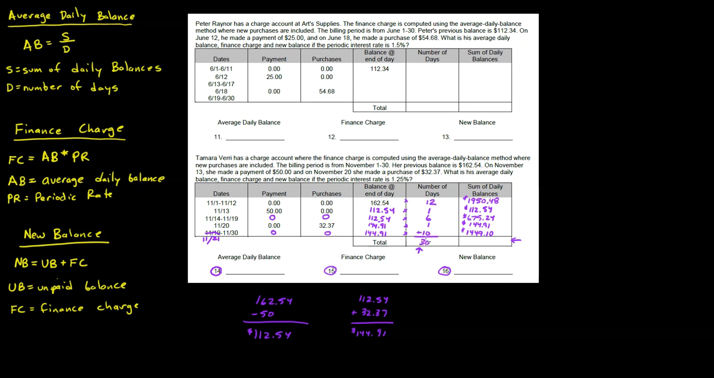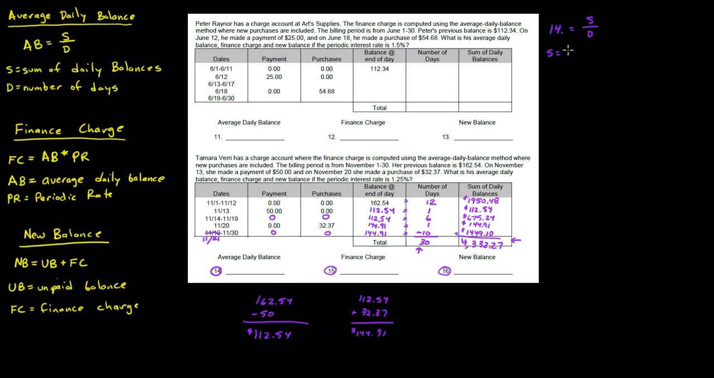So now what I'm going to do is I'm going to add up the total number of days, which is 30. And I'm going to add up the total sum of the daily balances, which leaves me with $4,332.27. So to find the average daily balance, number 14, what I'm going to do is I'm going to take the sum of the daily balances and divide it by the number of days.